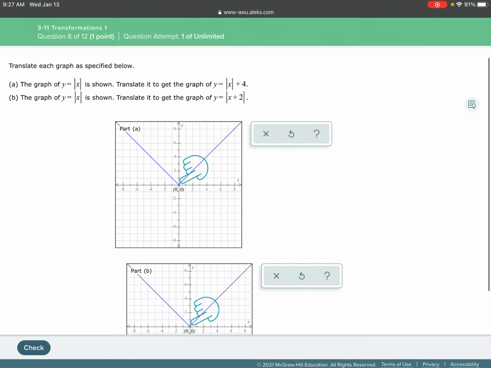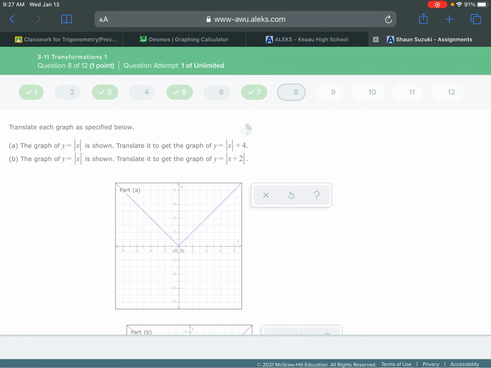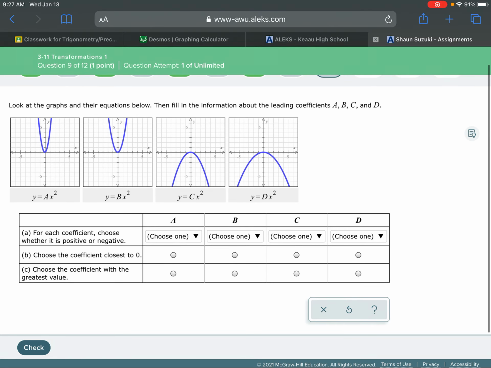All right. More absolute values. All right, so this last part, it's going to ask us to look at the graphs below, then fill in the information about the coefficients A, B, C, and D.